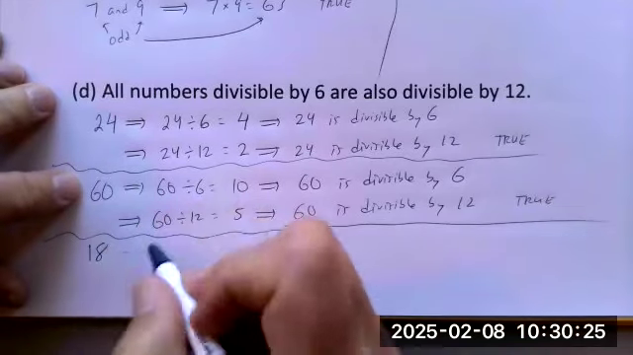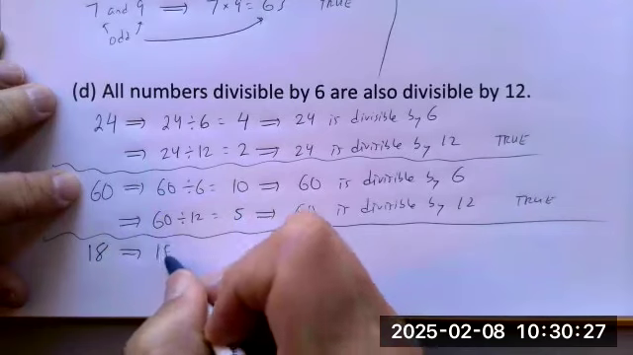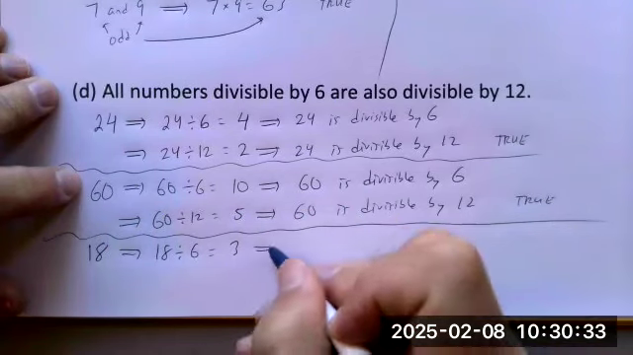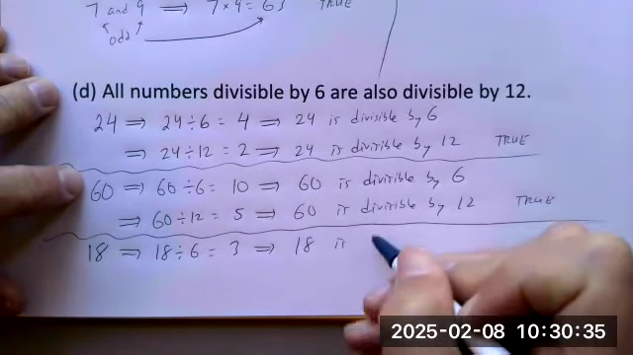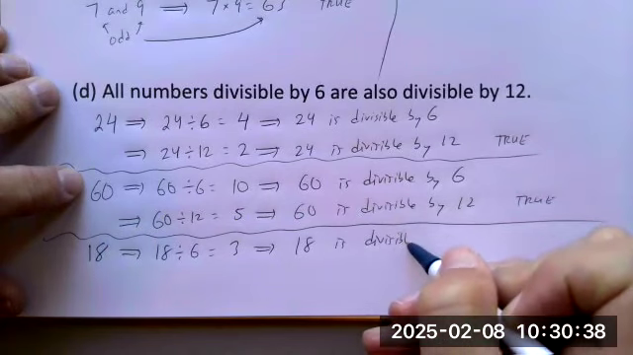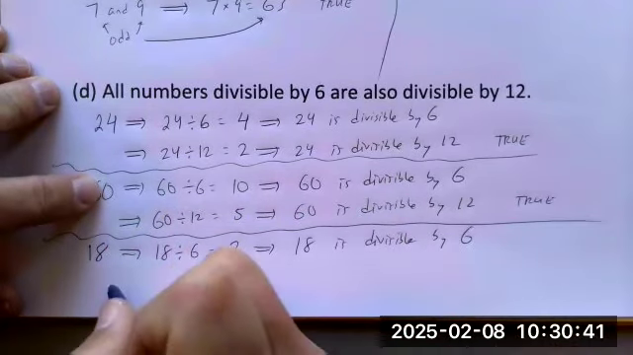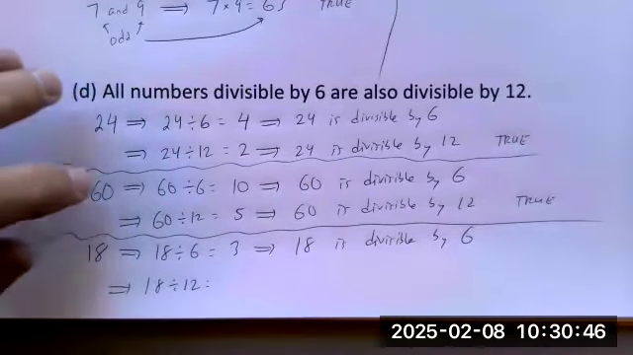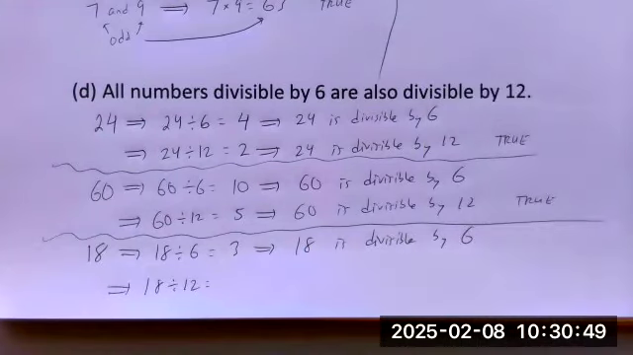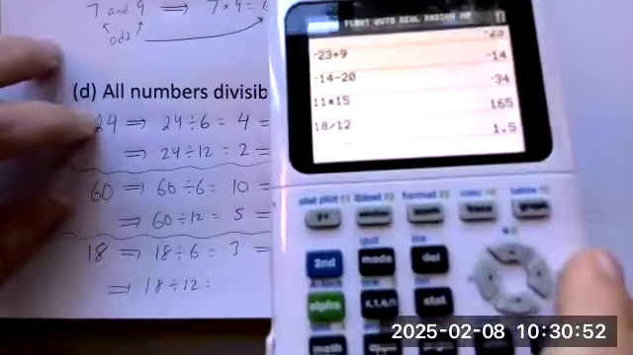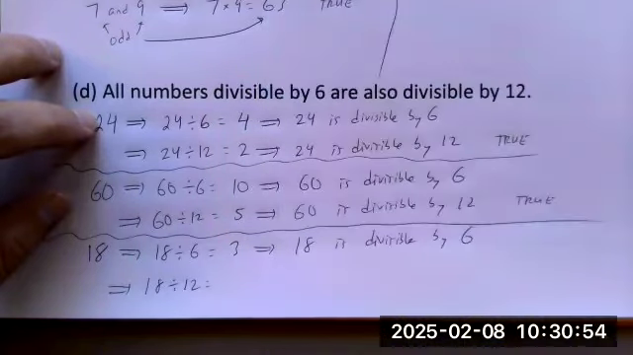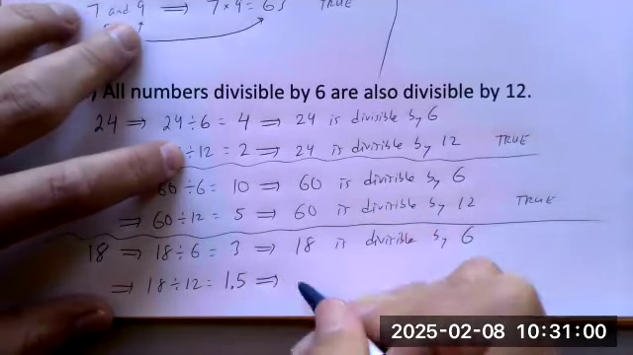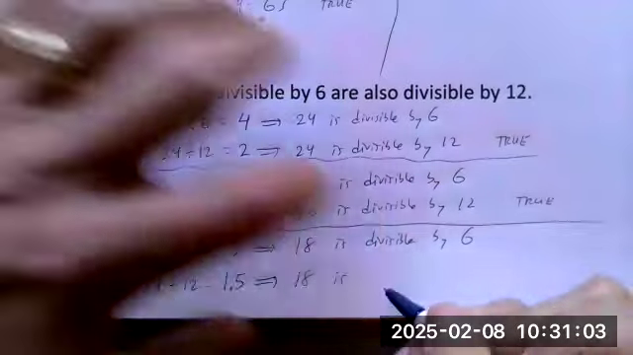Let me give you a counterexample. Look at 18. 18 is divisible by 6. 18 divided by 6 gives you a nice whole number answer. That means 18 is divisible by 6. Is 18 divisible by 12? I don't think it is. If you take 18 divided by 12, that's not going to give you a nice answer. It gives you a decimal answer. It's not a whole number, it's 1.5. If you're getting a decimal number there, that means it's not working, right? It means it's not divisible by that.